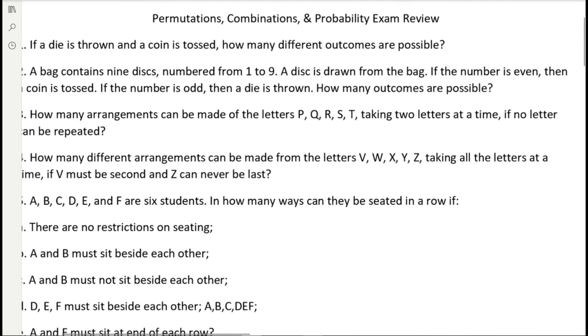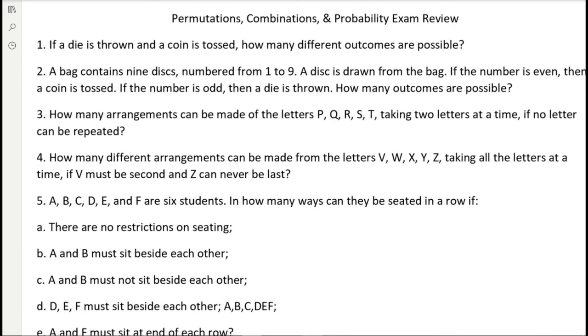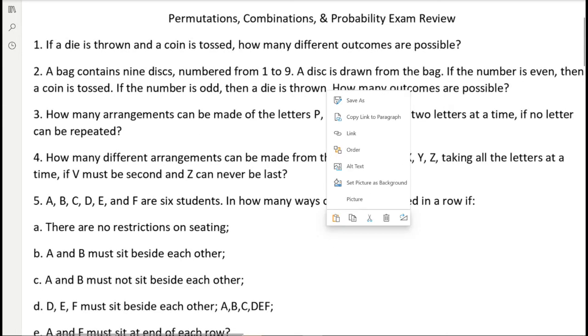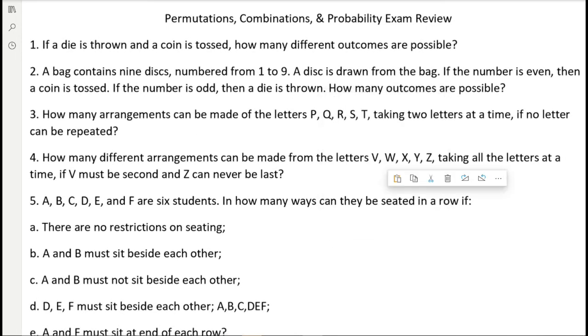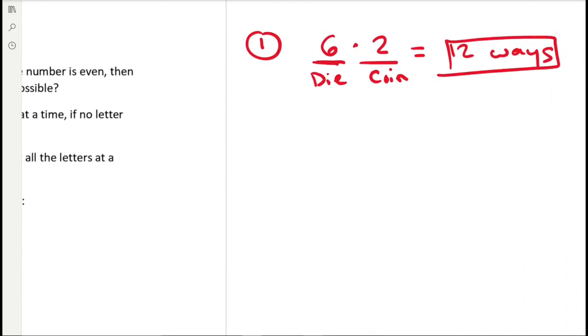So for the second problem, a bag contains 9 discs numbered from 1 through 9. A disc is drawn from the bag. If the number is even, then a coin is tossed. If the number is odd, then a die is thrown. How many outcomes are possible? It helps if you break this up into a couple of cases. On one hand, you have the even case, and on the other hand, you have the odd case.